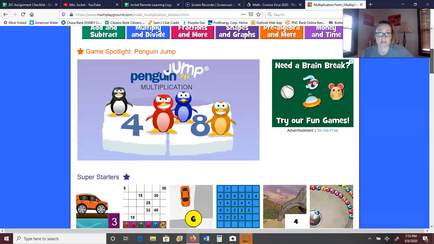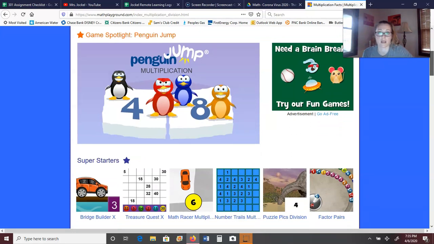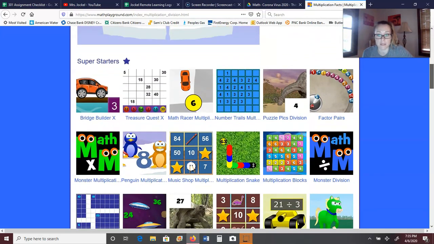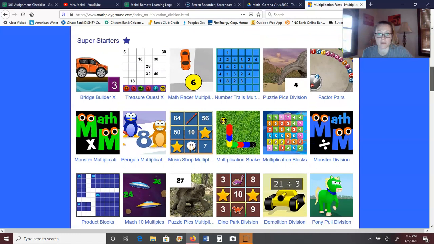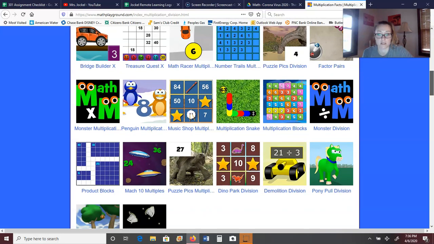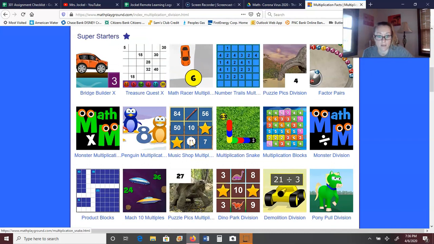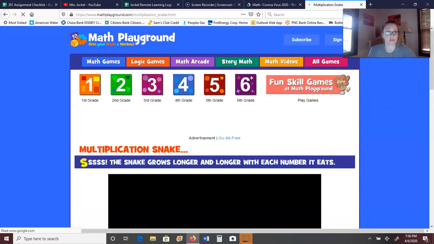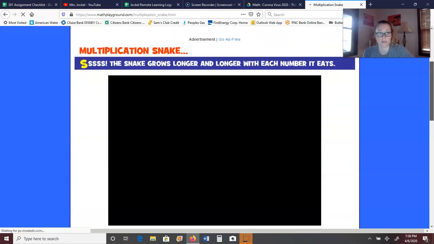Now this website is listed on your assignment sheet as an additional resource. It's mathplayground.com. And there's different games that you can play. It's really kind of fun that you can practice multiplication, division. There's even adding and subtracting. And there was even a shapes one. You just have to go back a couple screens. I've never played this multiplication snake game, so I think I want to try this and see what it's all about. So I just thought you guys could watch for a couple minutes and practice along with me. If you'd like to actually play the game, then you could hop on yourself.